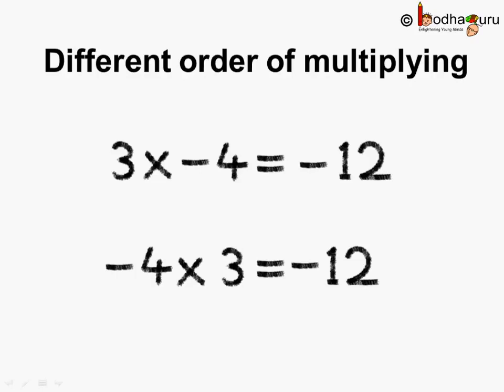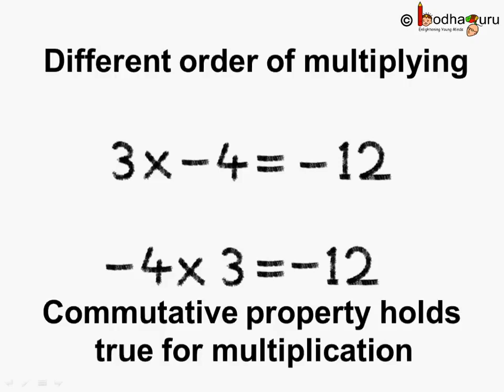So commutative property holds true for multiplication. We get the same answers even when we change the order of multiplication. Now let's see what happens in the case of rational numbers.